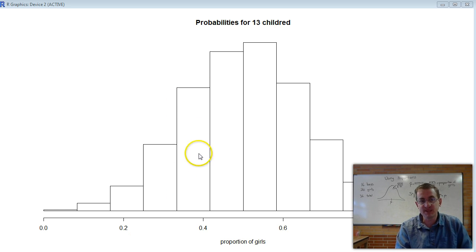Now, technically, these are lines, not entire shapes of bars, but that's the way that R has drawn it for me. Can you see how we're starting to get this nice normal distribution? That's for 13 kids. We're already getting a nice normal distribution.